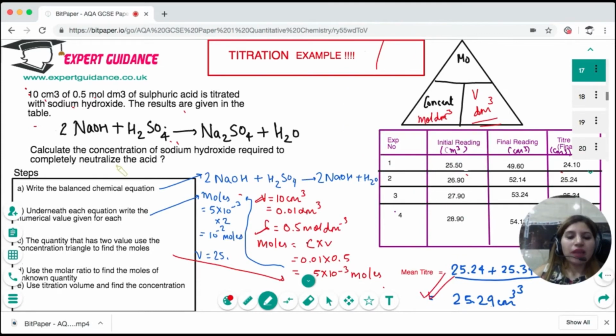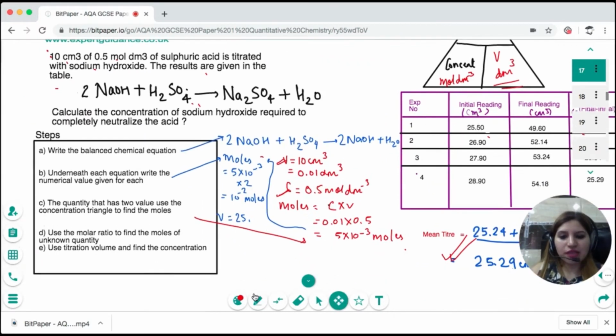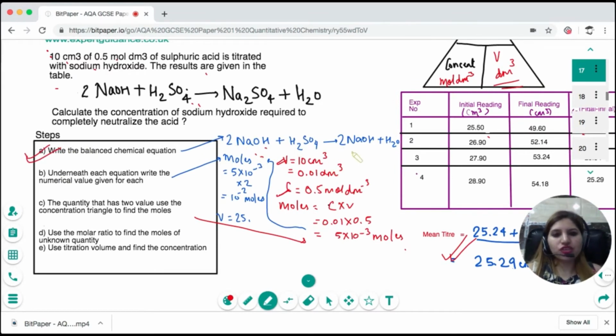So how to do the titration questions? I have listed it out in easy to follow steps. First, you write the balanced chemical equation. So this is my balanced chemical equation: 2NaOH + H2SO4 gives Na2SO4 + 2H2O. Okay, this is the balanced chemical equation.